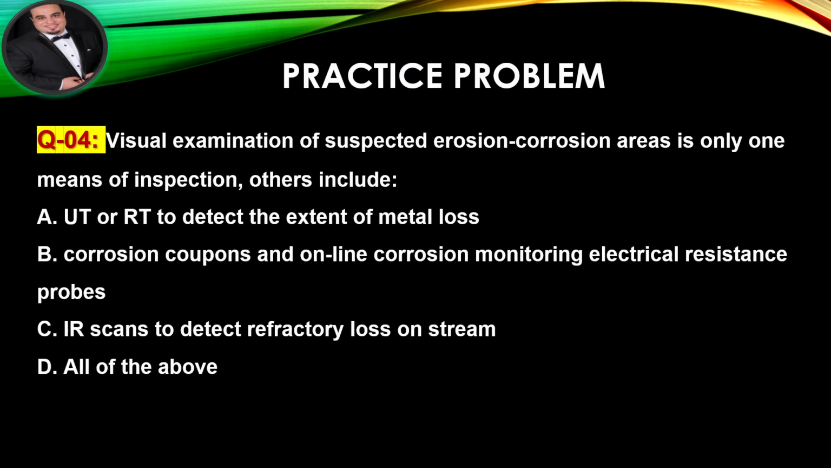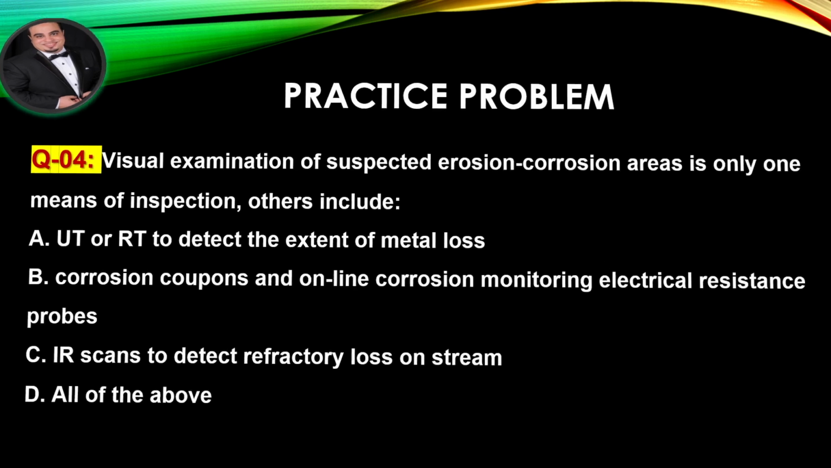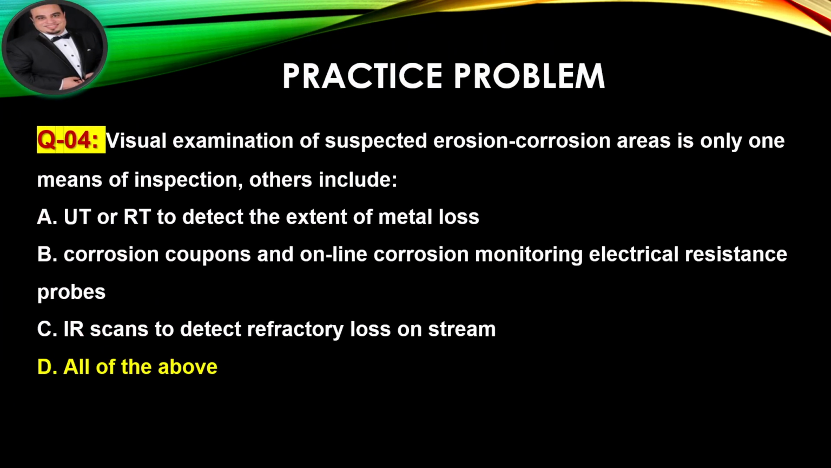Question number 4. Visual examination of suspected erosion-corrosion areas is only one means of inspection, others include... Answer is D.